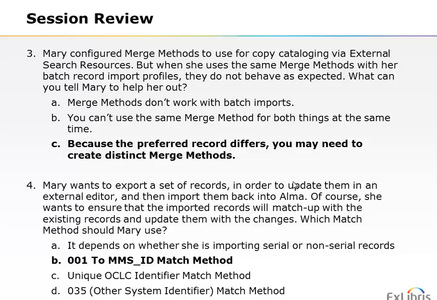This is the method that's used whether you're importing serial records or non-serial records, and so answer A would not be correct. Similarly, answers C and D would not help Mary with this particular scenario, since the records may not have a unique OCLC identifier, or the editing process may have changed the 035 fields. So the correct answer to this question is B. This is exactly the match method for this scenario.